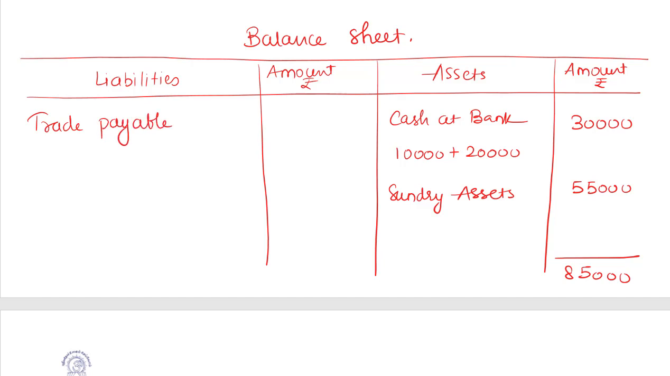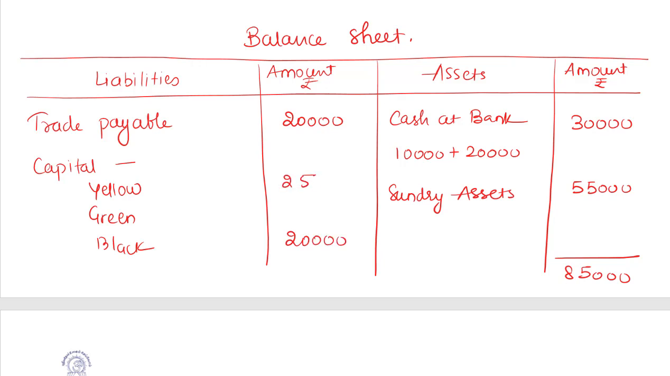trade payable 20,000, capitals: Yellow, Green and Black. Black's capital will be 20,000, Yellow's capital will be 25,000 and Green's capital will be 20,000. The balance sheet totaled at 85,000.